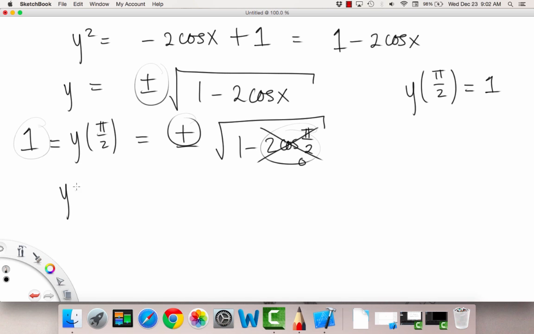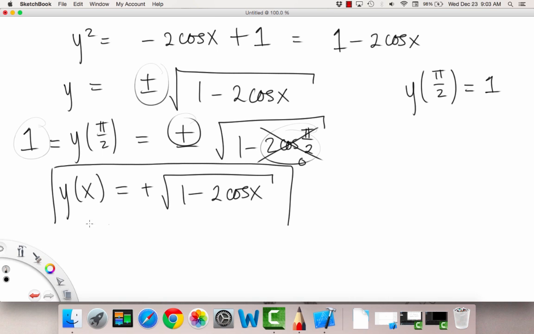So we're going to take the plus sign, so our y of x is equal to positive square root of 1 minus 2 cosine x. So this is our exact solution, or our particular solution. There are a couple different ways you can refer to it. So we have our particular solution, and now what we need to do is study the interval of existence. And we'll start that on the next slide.